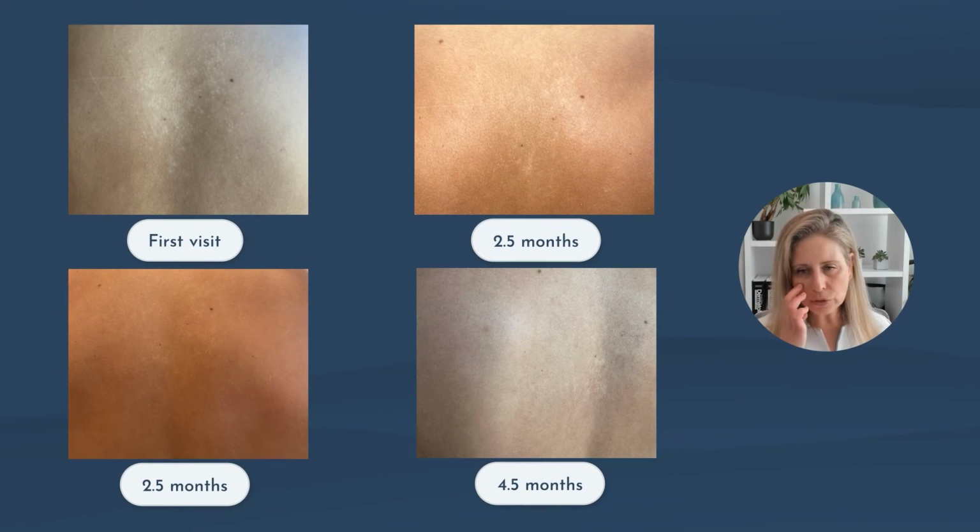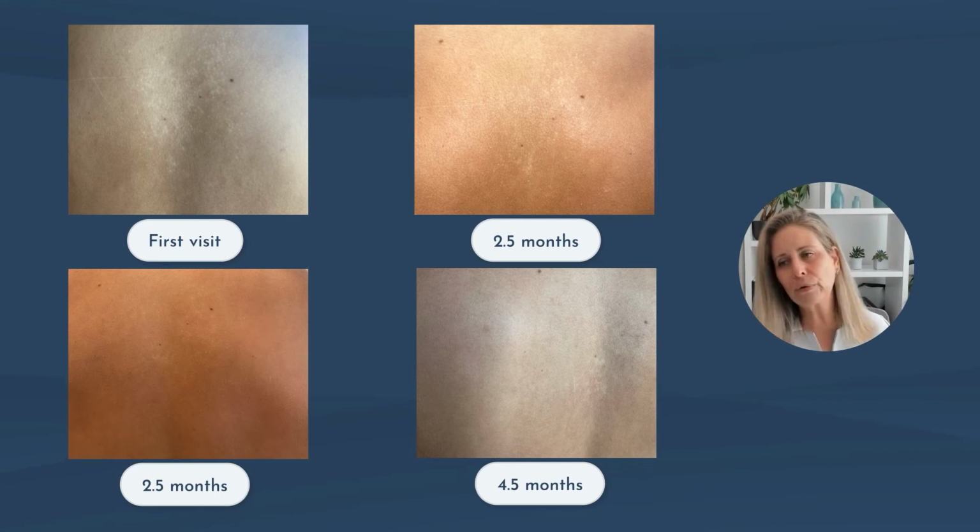This is her tinea versicolor. We can see the progression at 2.5 months, an improvement. Things are looking really good at that third visit. At the 4.5 month mark, she said she had basically not been using the topicals and she's a little more tan. So we see a little bit of resurgence, but it's still a big improvement from the first visit. All right, and let's look at our second and last case study.